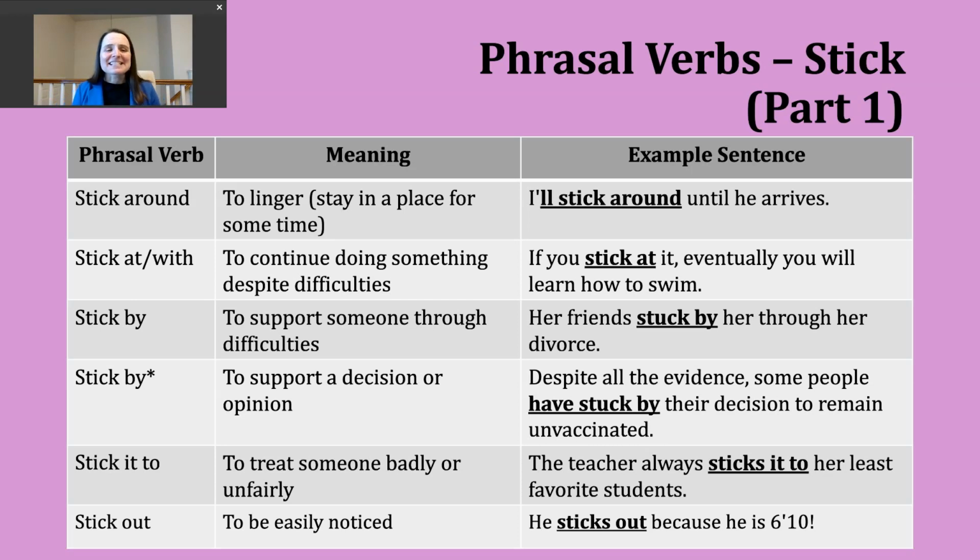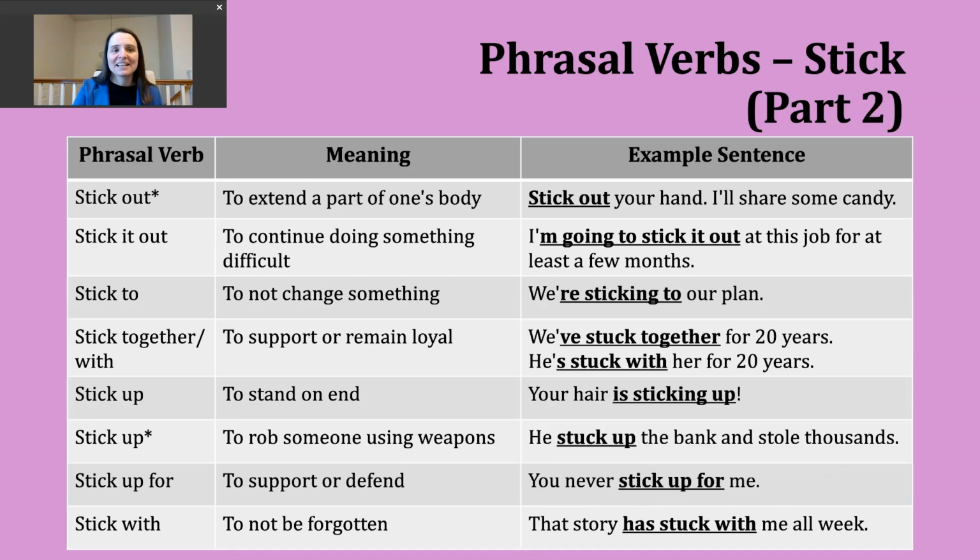Another phrasal verb to discuss is stick out. This means that something is easily being noticed. An example here. He sticks out because he's 6'10". So here, he sticks out, also simple present. I'm discussing a fact, okay? And talking about someone who's very, very tall. And that is why this person is easily noticed.